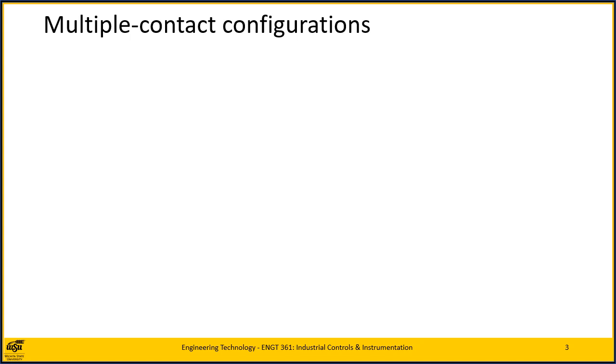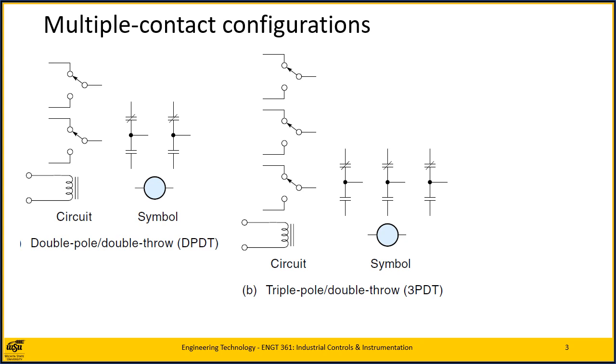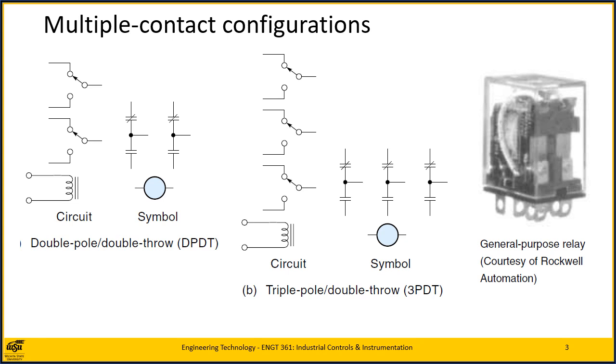Relays are available with a variety of multiple contact configurations, two of which are shown here. A double pole, double throw DPDT relay, a triple pole, double throw 3PDT relay. Both would probably come in a package that looked like this.